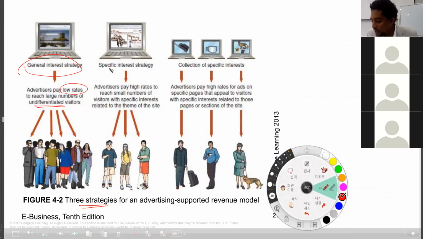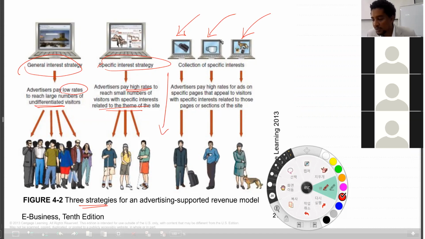When you use a specific interest strategy, advertisers pay a higher rate because you can identify the specific interests of these people, right? And the third one is a collection of specific interests. For example, a website only for trips, which is TripAdvisor, or a website that shows coffee houses, only for coffees. This one is for selling pets. So this is very much specific to individual users.